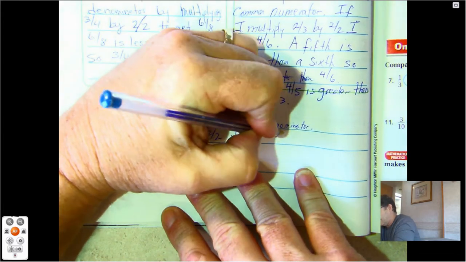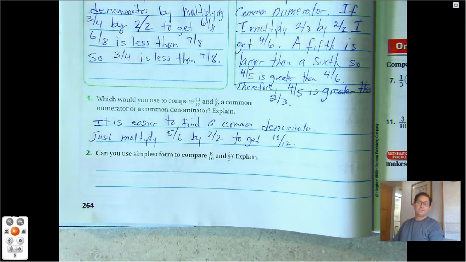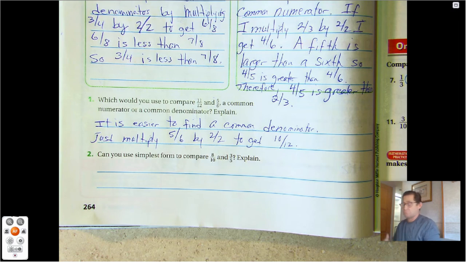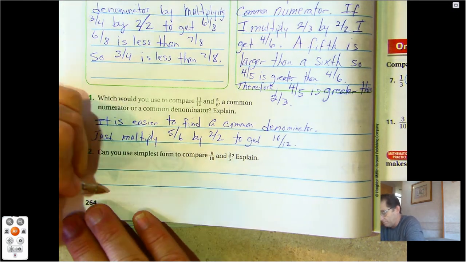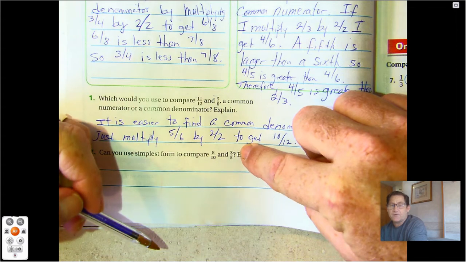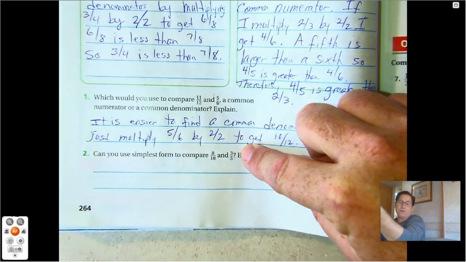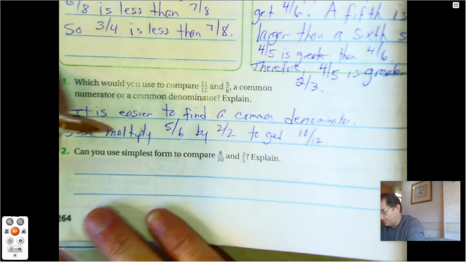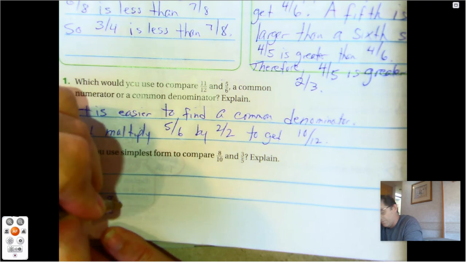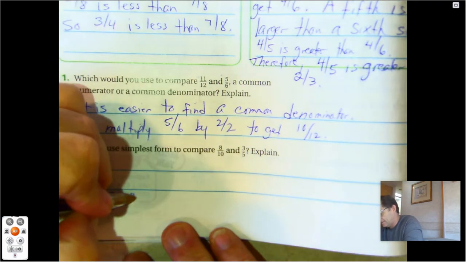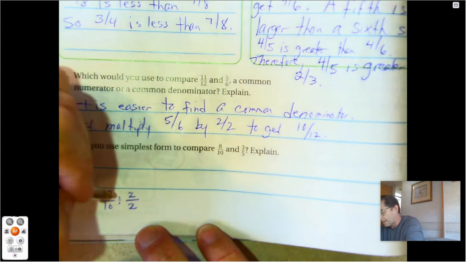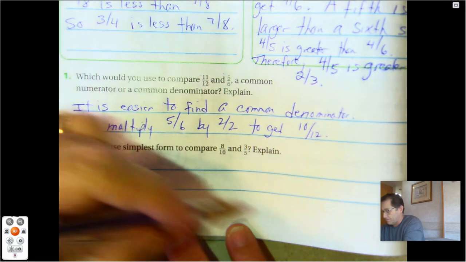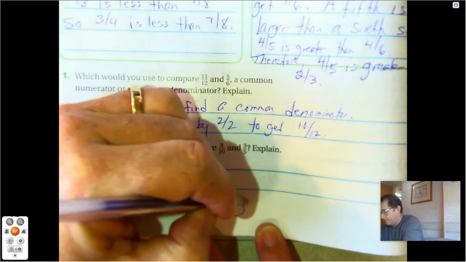10/12. Okay. Can you use simplest form to compare 8/10 and 3/5? Well, let's see. Simplest form. 3 is a prime number. 5 is a prime number. So this is as simple as we can make 3/5. But 8/10, those are both even numbers. So I can divide both 8 and 10 by 2. 8 divided by 2 is 4, and 10 divided by 2 is 5. Well, now we're just comparing 4/5 to 3/5. Well, that's easy. Now we have common denominators.